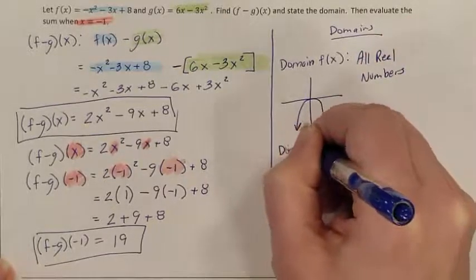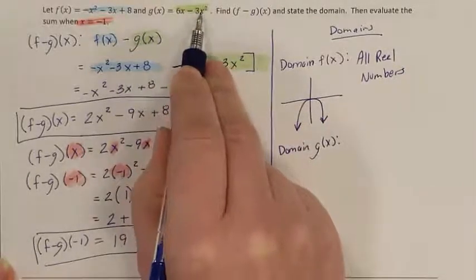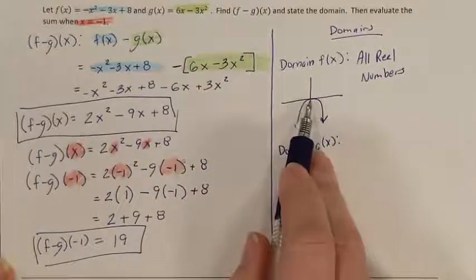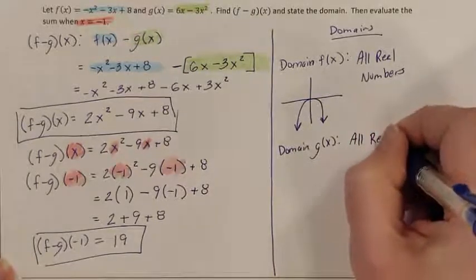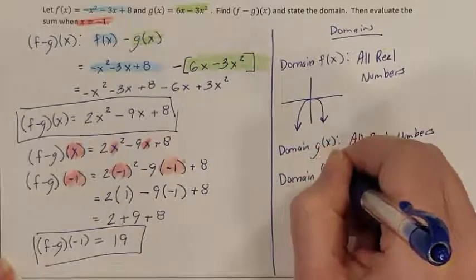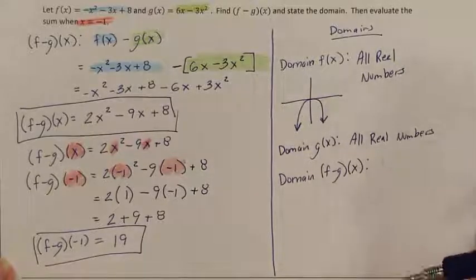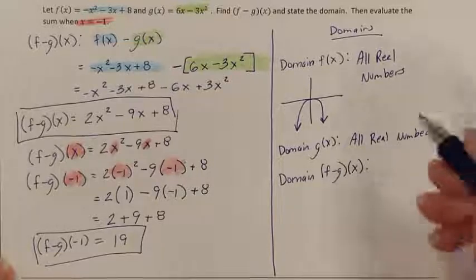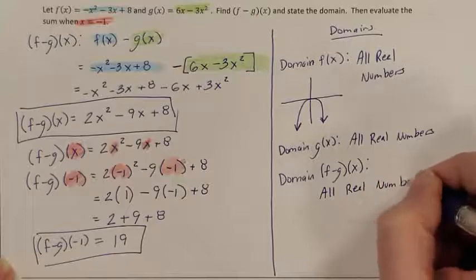Looking at the domain for g of x, this is also a downward-facing quadratic, which means he will also look similar to this, which is forever to the left and forever to the right, which means his domain is also going to be all real numbers. So now we just need to look at the domain of our f minus g of x rule. What do both f and g have in common? Well, f said everybody. G said everybody. That means f minus g is also going to say, hey, I will use everybody. So his domain is also all real numbers.